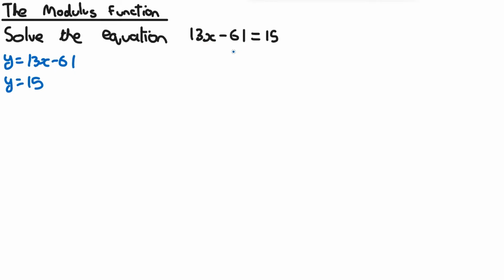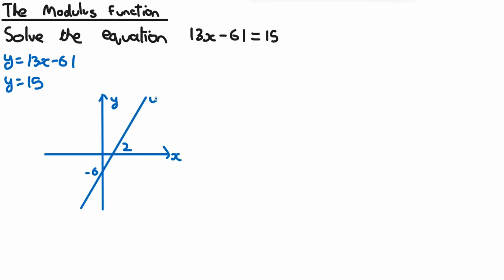So let's do this. Firstly, let's do a rough sketch of y is equal to the modulus of 3x minus 6. To do this, let's first sketch the normal graph, y is equal to 3x minus 6 without the modulus, which will have a y-intercept at minus 6, a positive gradient, and a root at 2. So this is the graph of y is equal to 3x minus 6.